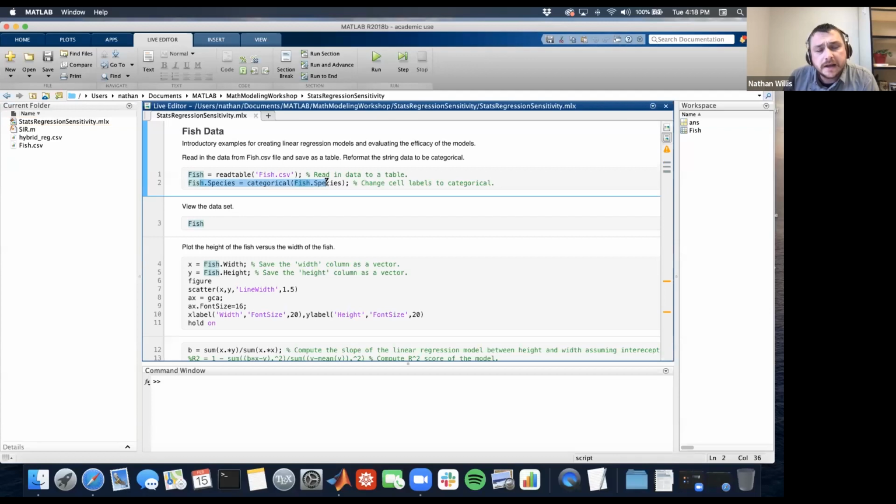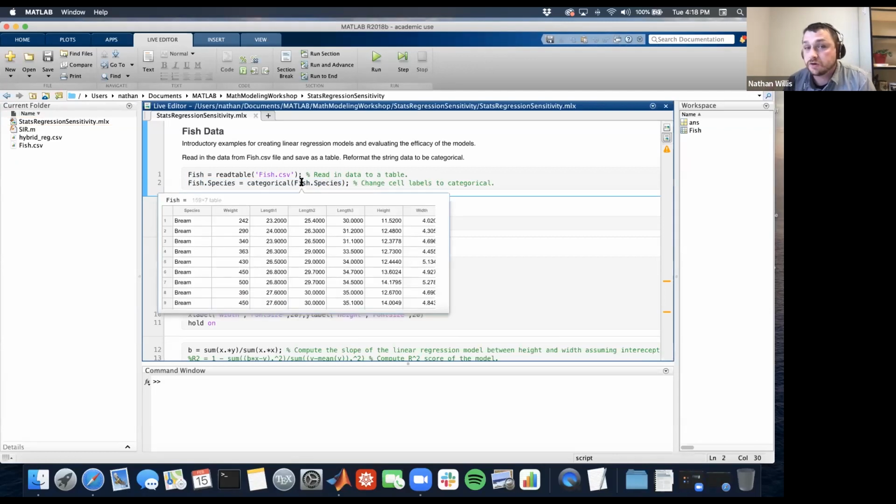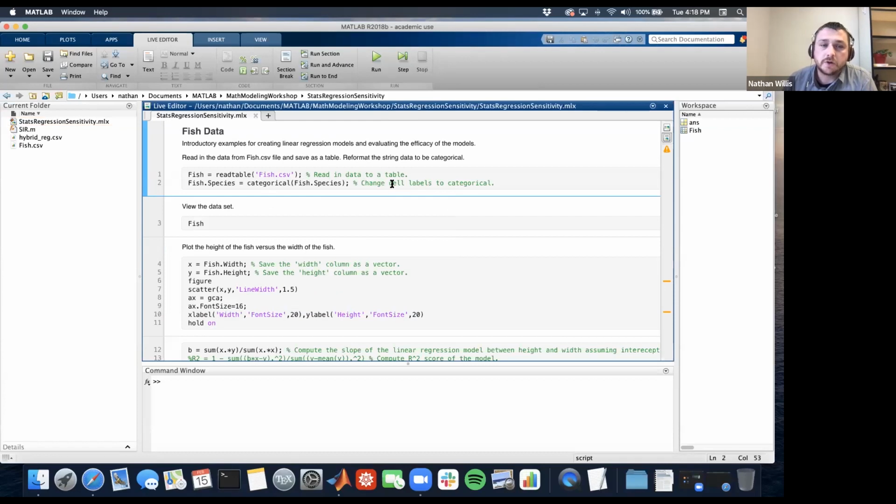This next line, when it reads it in, all these species are saved as strings, so we're just going to change it to categorical for MATLAB purposes. So that part, I'm going to run that. I would always recommend viewing your data set, like actually look at the data set, get an understanding of what we're looking at. Let me run this cell.